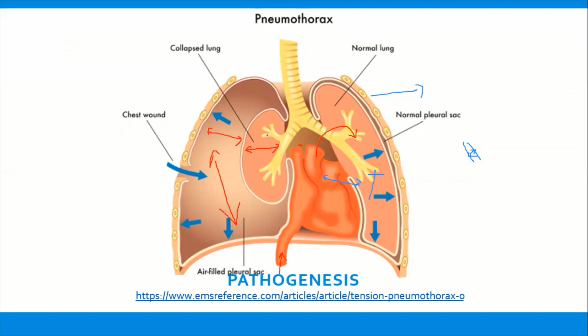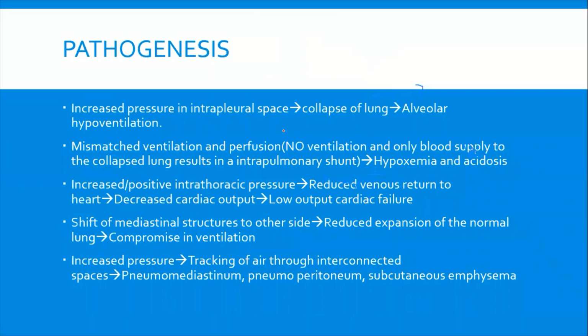Next, what happens? This pressure is too much. It is pushing upon the opposite lung. The opposite lung is anatomically good, functionally good. But this is pushing upon the opposite lung so much that the good lung is also not able to expand, and that is again decreasing the gas exchange. So these are all the consequences of a pneumothorax. There is increased pressure in the intrapleural space. There is collapse of the lung, so there is no air circulation happening: alveolar hypoventilation.